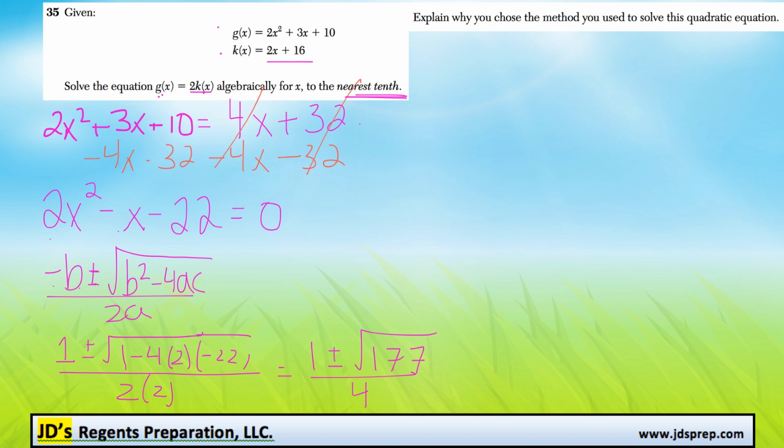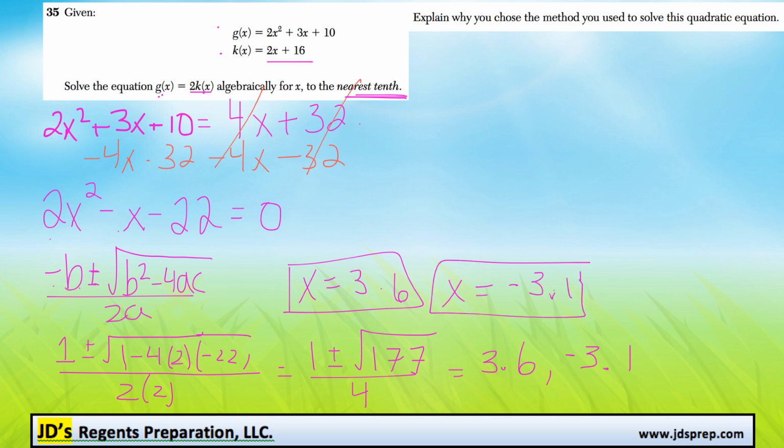So first, I'll calculate 1 plus the square root of 177, all divided by 4. And that's going to get us, to the nearest 10th, 3.6. And now we'll do the subtracting. So we'll do 1 minus the square root of 177, all divided by 4. And it looks like that gives us an answer of negative 3.1, again, if we round to the nearest 10th. So our answer is that x equals 3.6 and x equals negative 3.1.